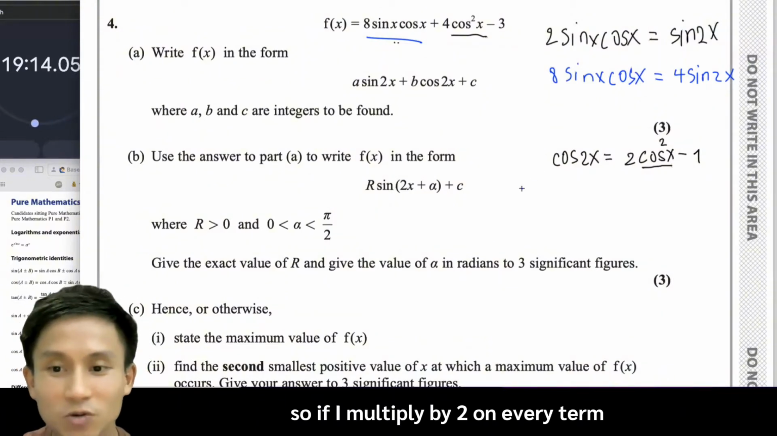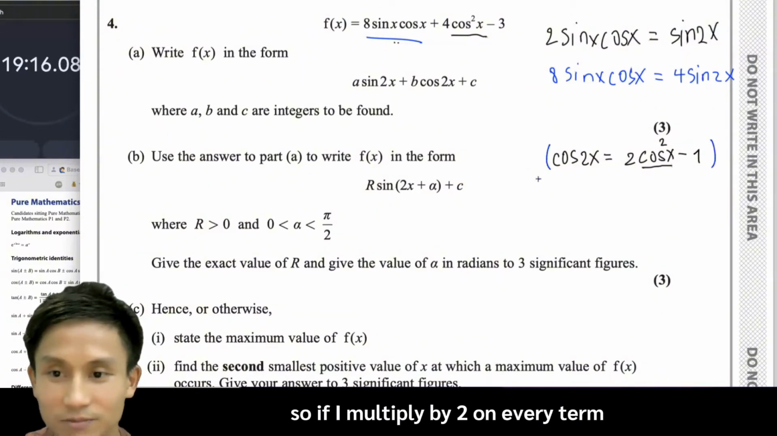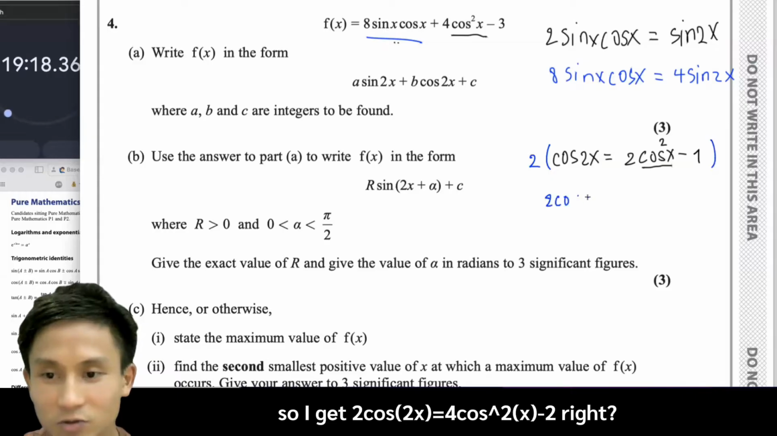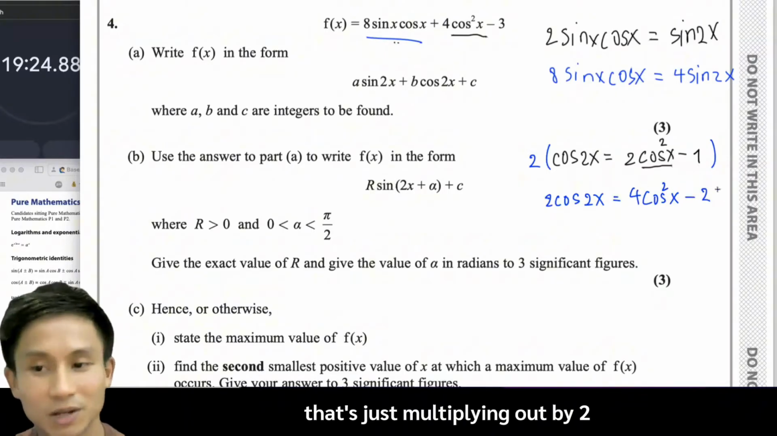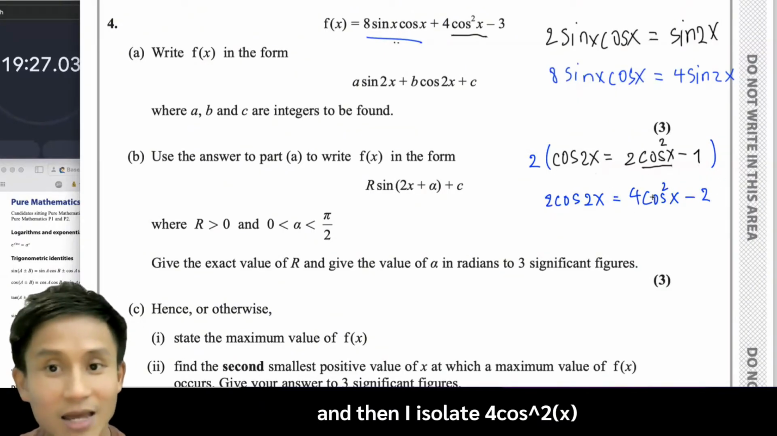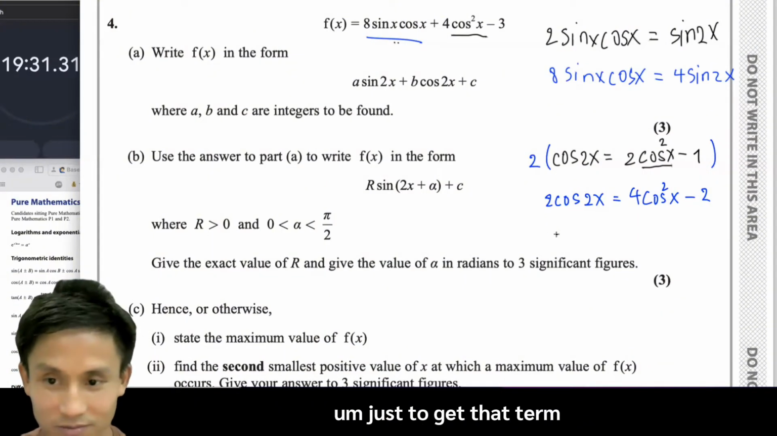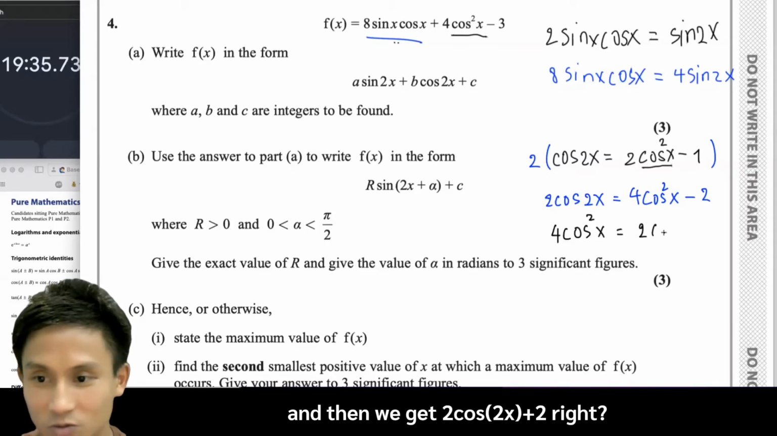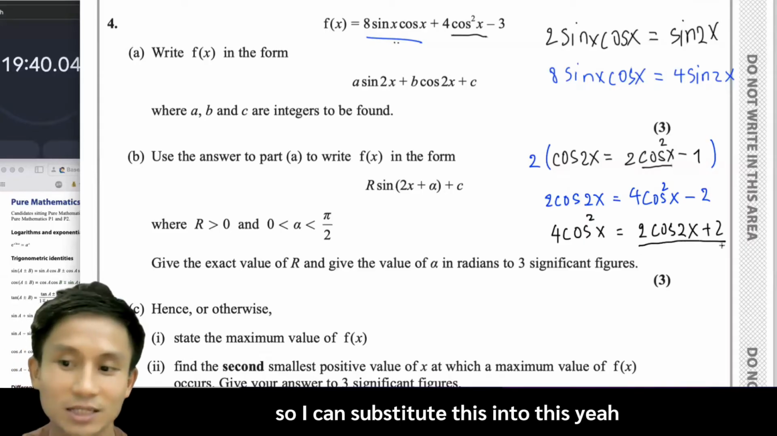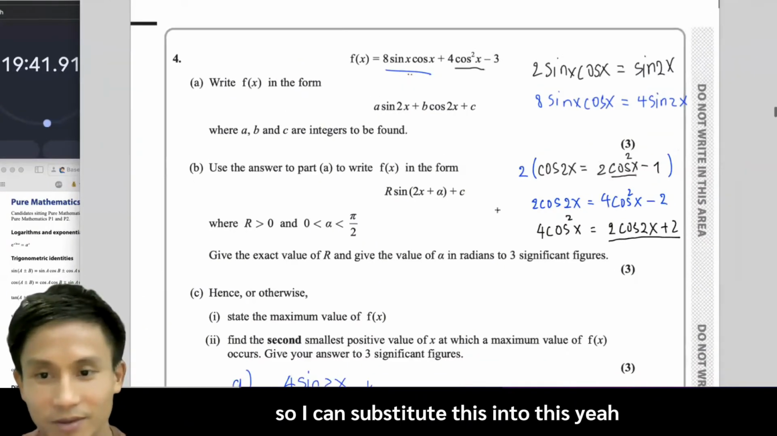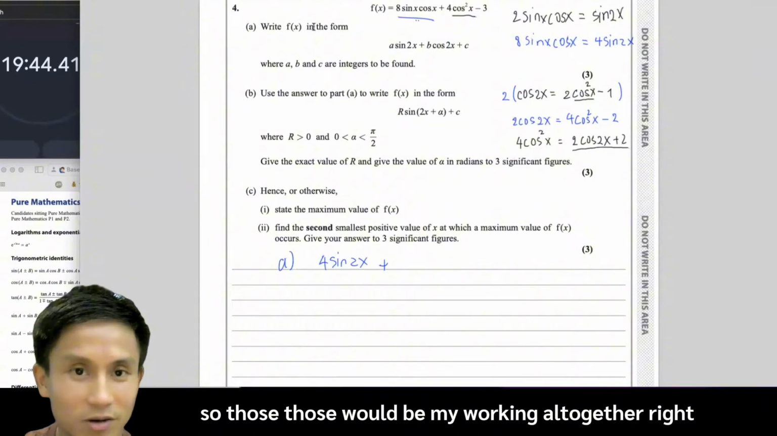So if I multiply by 2 on every term, I get 2 cos 2x equals 4 cos squared x minus 2, right? That's just multiplying out by 2. And then I isolate cos squared x just to get that term. And then we get 2 cos 2x plus 2, right? So I can substitute this into this, yeah? So those would be my working altogether, right?